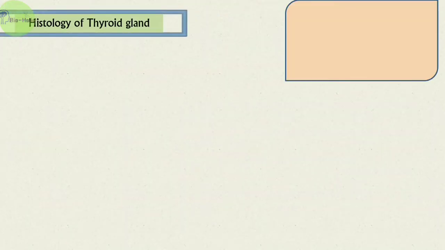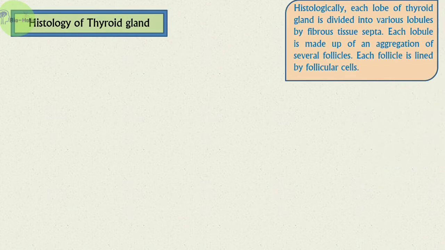Coming to the histology of thyroid gland. Histologically, each lobe of thyroid gland is divided into various lobules by fibrous tissue septa. Each lobule is made up of an aggregation of several follicles, and each follicle is lined by follicular cells.